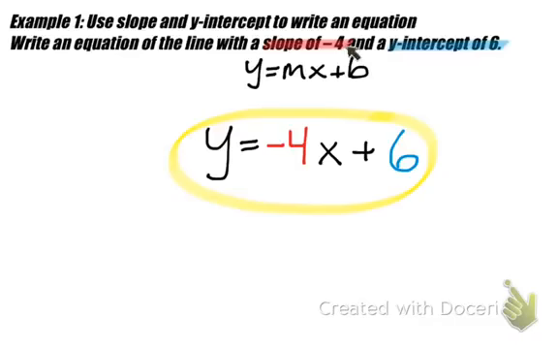Given the fact that we have our slope, we just substitute that right in for m, and then our y-intercept of 6, we substitute that right in for the b.